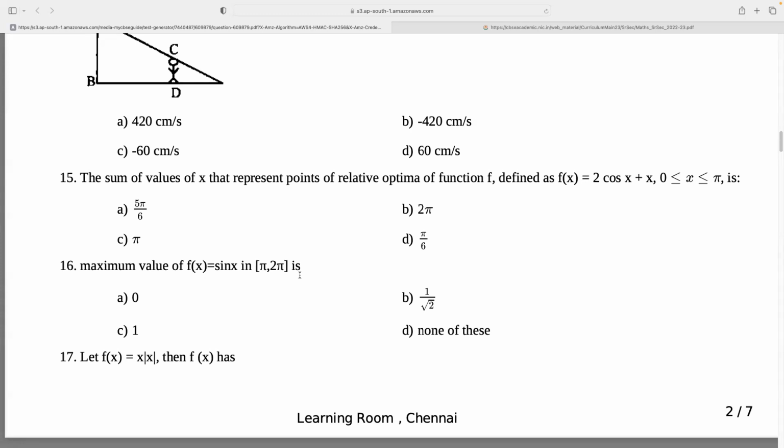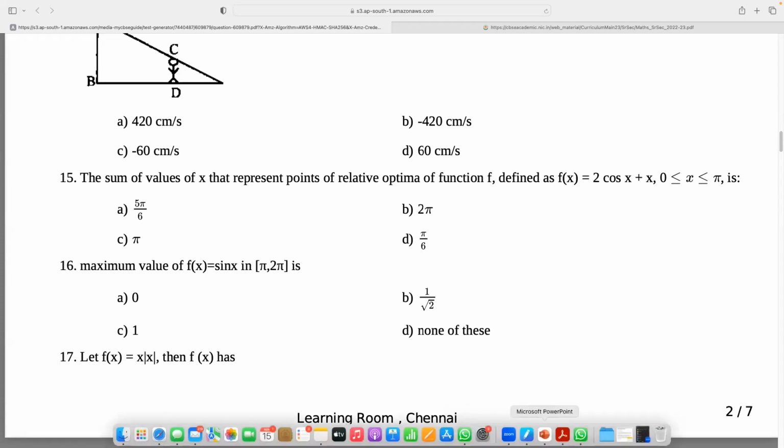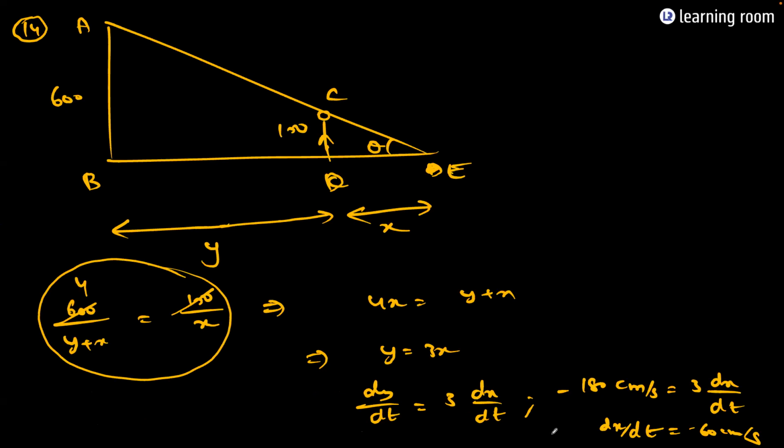So when they say relative optima, it means the values of x at which it is attaining maximum and minimum as well. It's a good problem. Mark it as important and try it. Can you do a little faster, guys? Today the response is a little less.